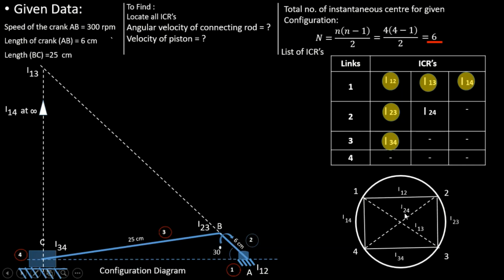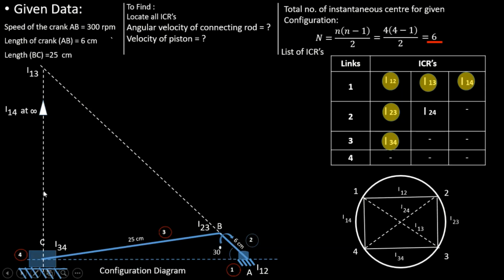So we have written here I24. Now again it is making 2 triangles, that is triangle 1, 2, 4 and triangle 2, 3, 4. So let's take the instantaneous centers I12 and I14. So 1, 2, here it is 1, 2 and here it is I14.